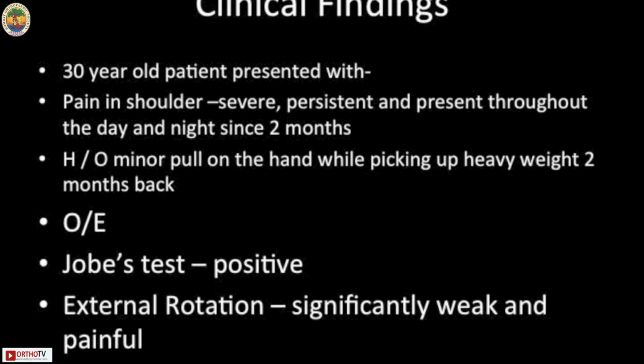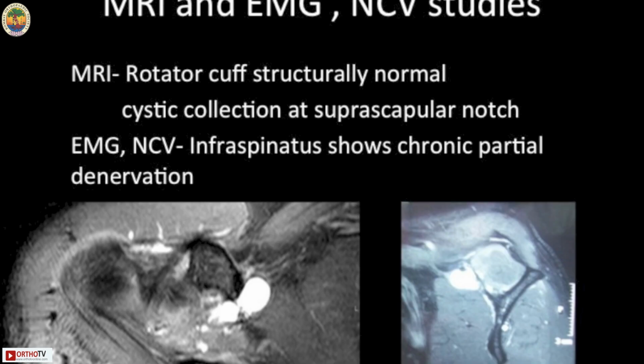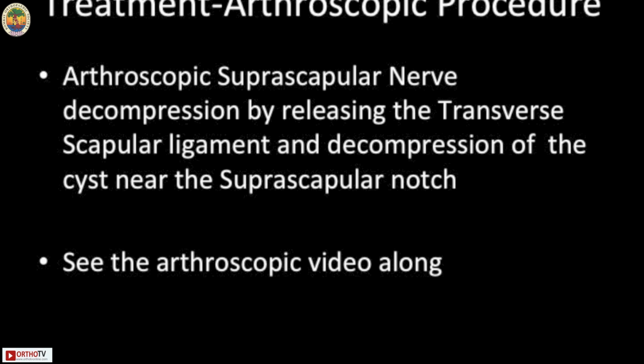This is a 30-year-old guy with severe persistent pain and weakness of external rotation. MRI shows a cyst at the suprascapular notch, and the treatment is by arthroscopic decompression at the suprascapular notch.